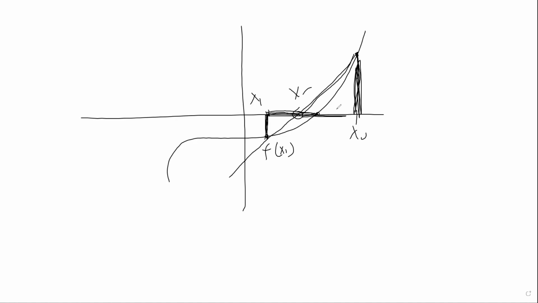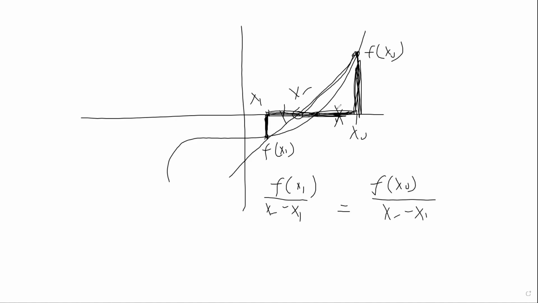Again, we have the distance. I know I didn't do a good job with it, but just assume that this distance and this distance are the same. What that would say is that f at xl, which is the height, by similar triangles would be the same as f at xu, which would be the height if this is f at xu. So those would be similar, and then the distances would be similar. In other words, xr minus xl, and then xr minus xu as well.